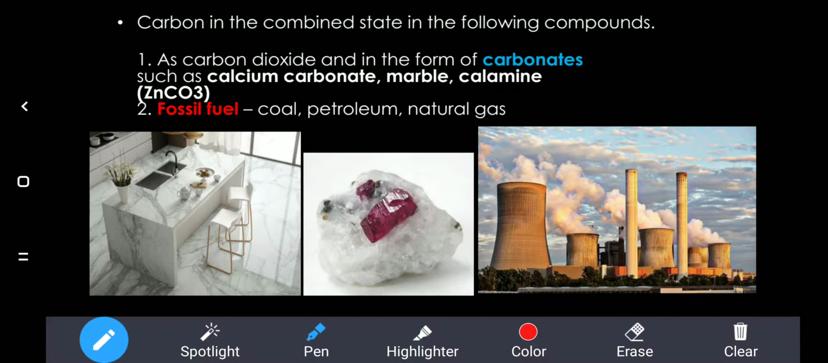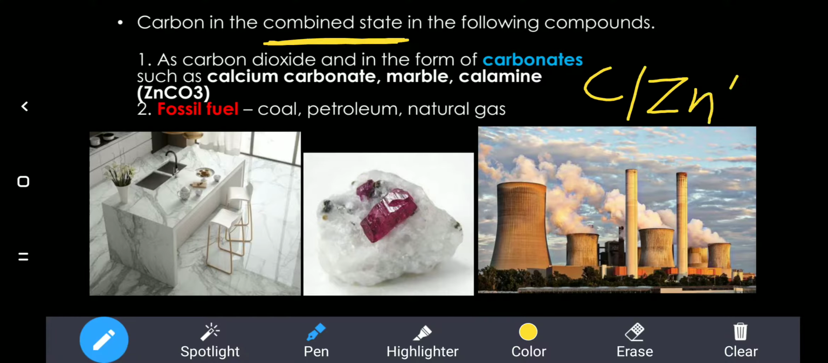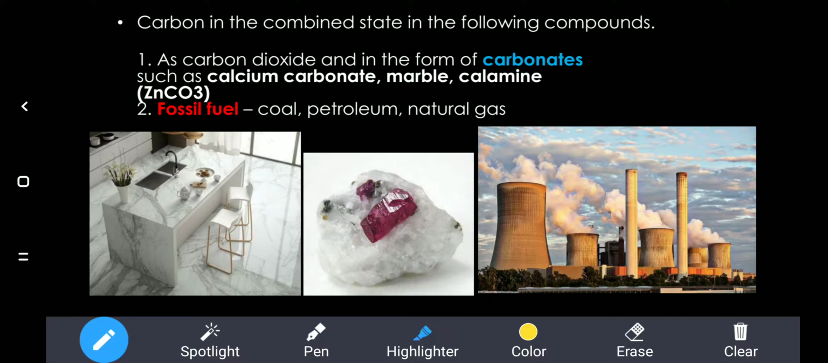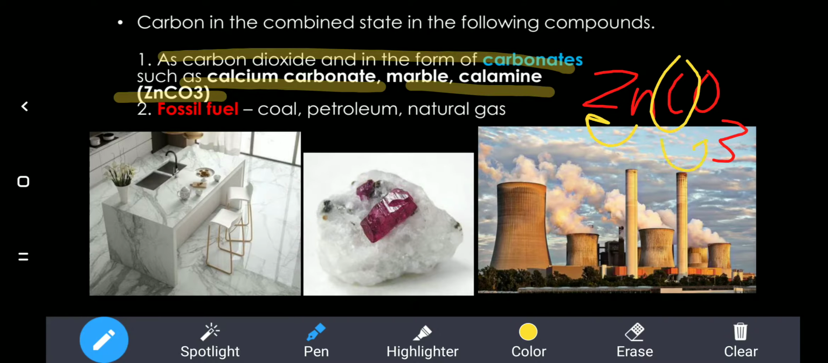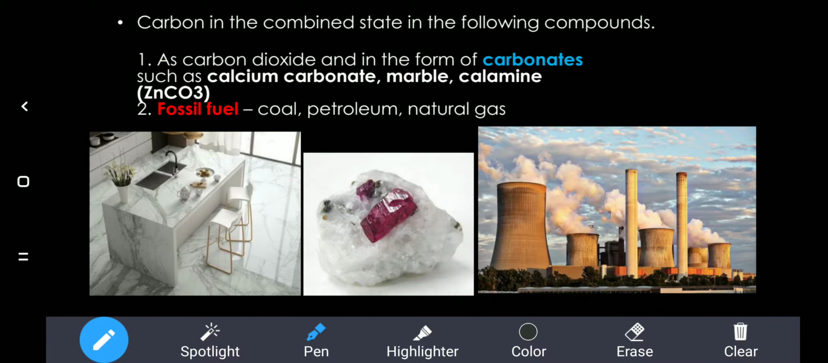Okay, let us consider some more examples. We have some in the combined state. Combined state means that with the carbon, some other elements like zinc, oxygen, hydrogen may be present. Examples are carbon dioxide and carbonates such as calcium carbonate, marble, calamine. The formula for zinc carbonate is ZnCO3. When I see ZnCO3, I see my carbon sitting here. Carbon is there, but with zinc and with oxygen. So it is not present alone. That is the reason why we call them present in the combined state.